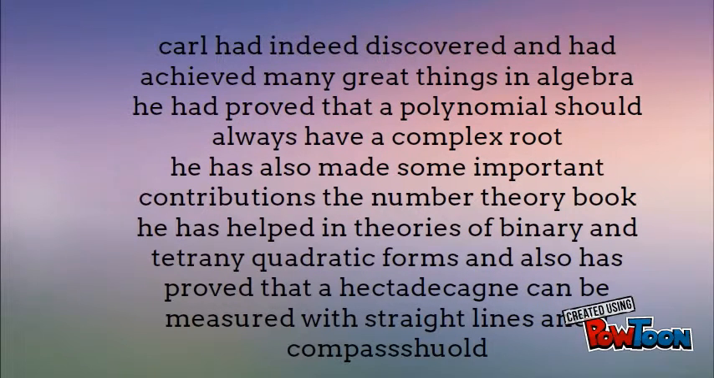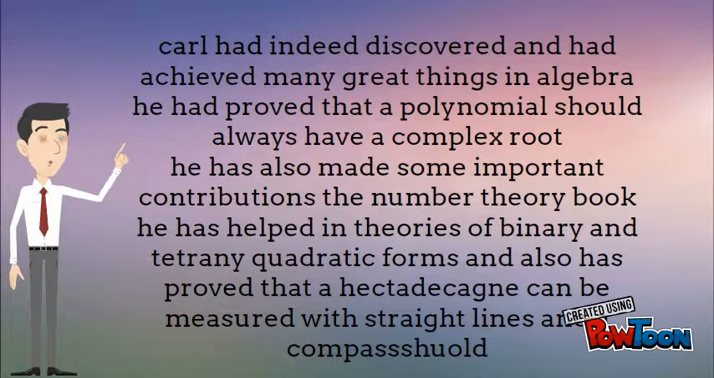So Carl has indeed discovered a lot of things in algebra. He has proved that polynomials should always have a complex root. He has also contributed a lot in number theory. He has helped in the theories of binary and ternary quadratic forms, and also contributed to the heptadecagon.